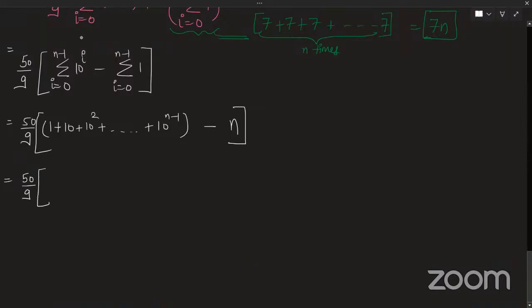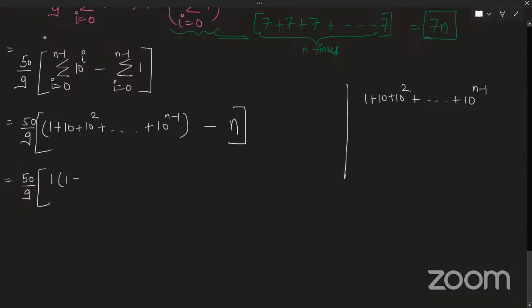How will we calculate the sum of this GP? A into 1 minus r to the power n. Correct, and what will be my value of r? 10. So I'll just write it over here. It is 1 plus 10 square plus so on up to 10 raised to n minus 1.